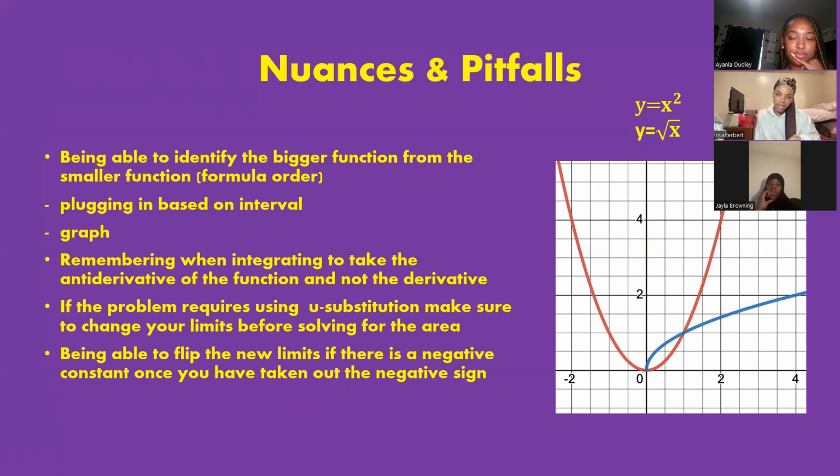On the side is an example of looking at a graph to see what the bigger function is compared to the smaller function. What's in red is y equals x squared, and what's in blue is y equals square root of x. On top is y equals square root of x, and on the bottom is y equals x squared. So in this situation, x squared is the smaller function and the square root of x is the bigger function.